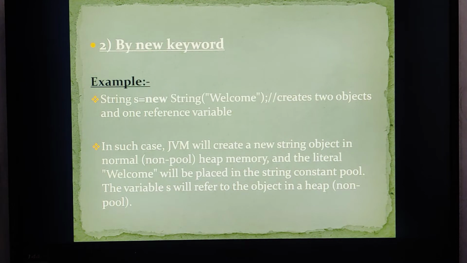Now come to the next slide. How do we create an object using the new keyword? Previously I showed you in the first slide: String s = new String("welcome").